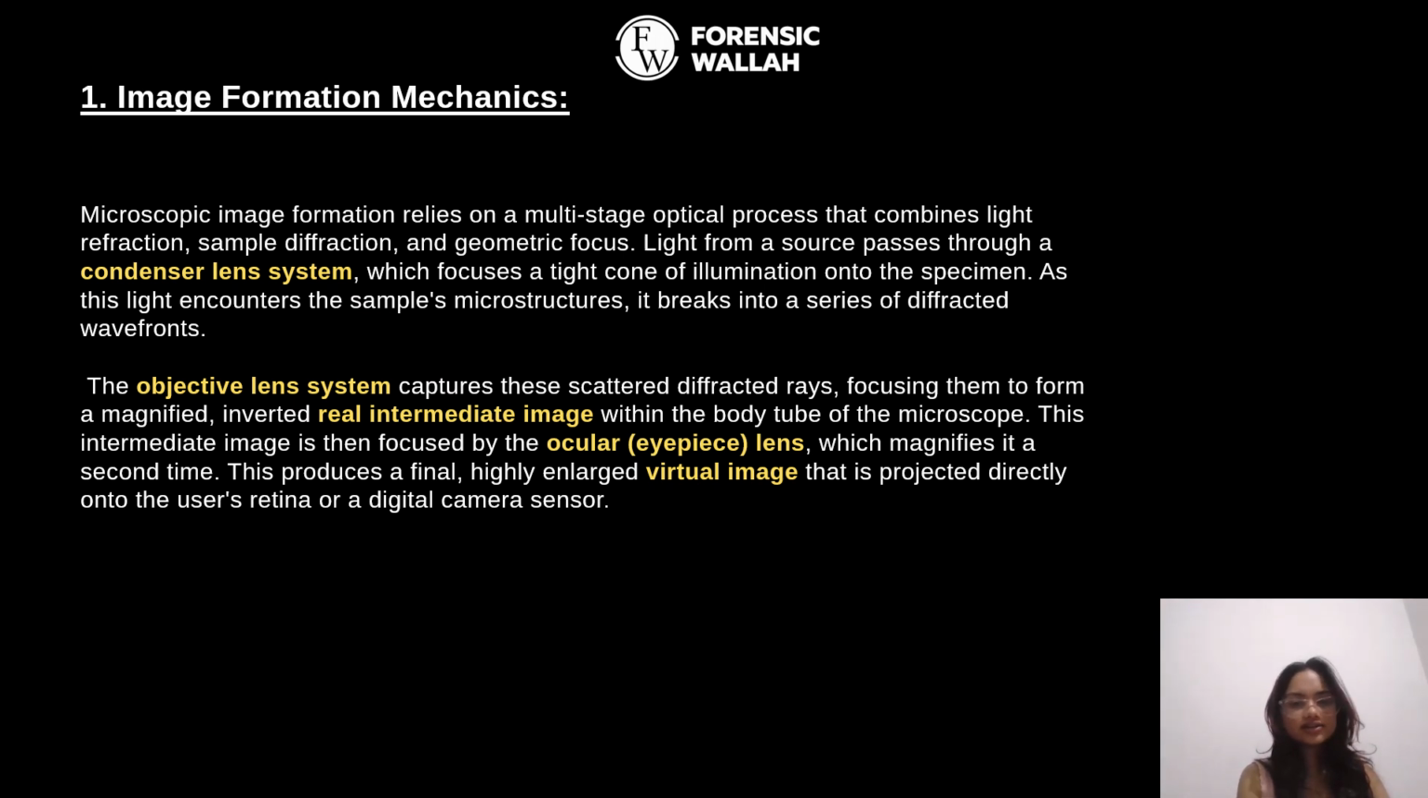Next, the objective lens system captures these scattered, diffracted rays. It focuses them to form a magnified, inverted, real intermediate image within the body tube of the microscope. Finally, this intermediate image acts as the object for the ocular or eyepiece lens. The ocular magnifies the intermediate image a second time, projecting a final, highly enlarged virtual image directly onto the user's retina or a digital camera sensor. It is this two-step magnification process that defines the compound optical system.